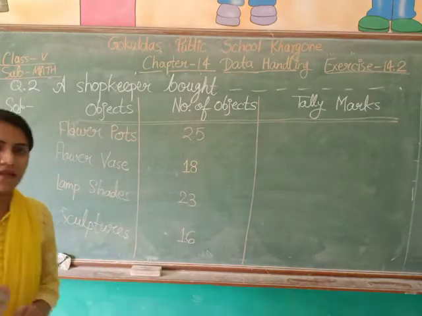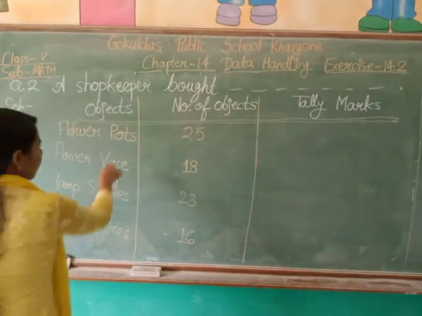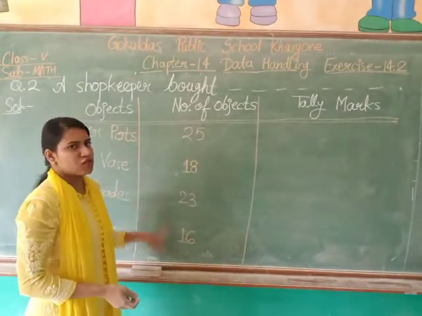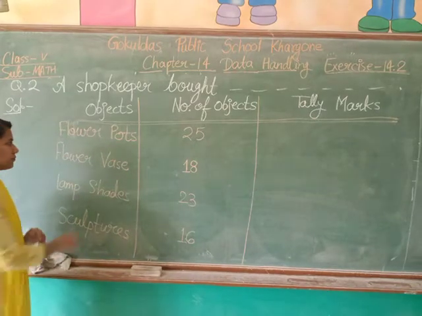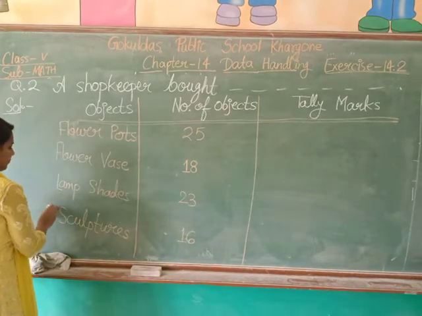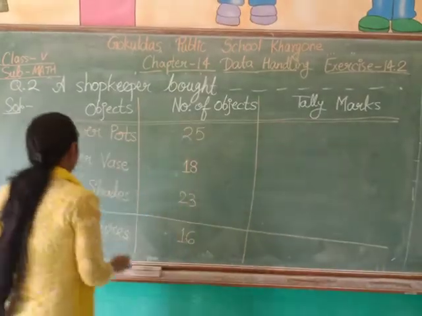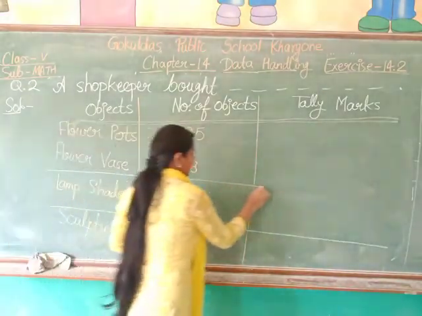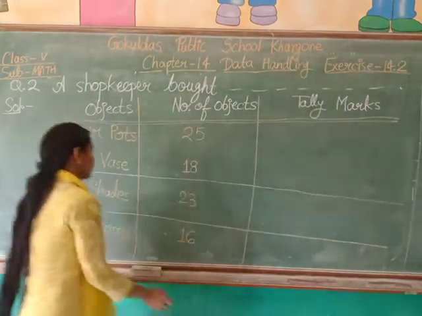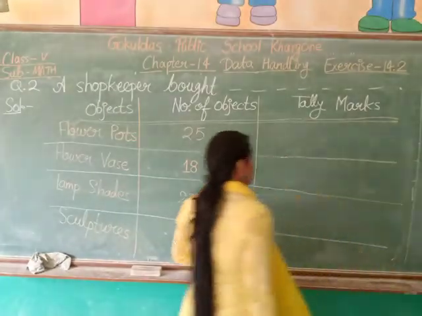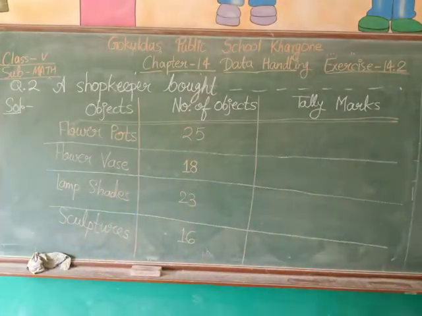Okay? Only 4 items he bought and the number of objects is also given. So make a table like this. I hope you have drawn the table systematically as it is on the board.